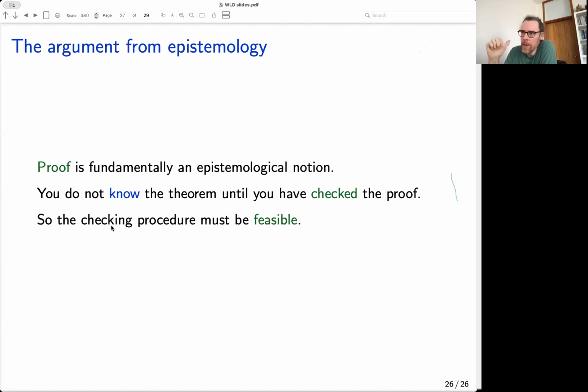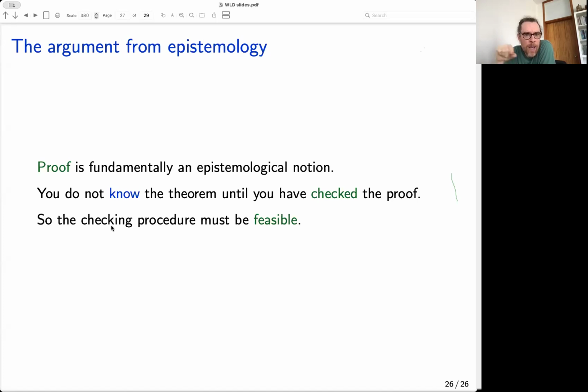Okay, so for you to get to know this theorem, you have to be able to check the proof. I think that's right. But let's call a polynomial time algorithm now not a feasible one, but an efficient algorithm, to make things a bit clearer. So it doesn't follow that for you to be able to know the theorem, you have to have an efficient procedure for checking the proof. It does follow that you have to be able to check the proof in this ordinary sense, but it doesn't follow that you have to have an efficient procedure. So these are claims on two different levels.